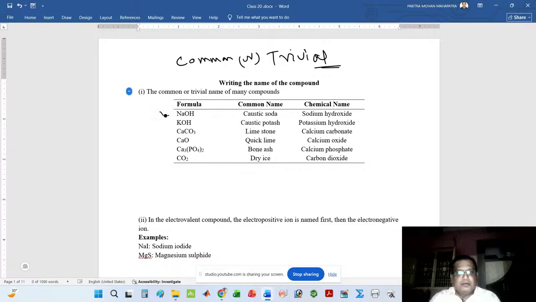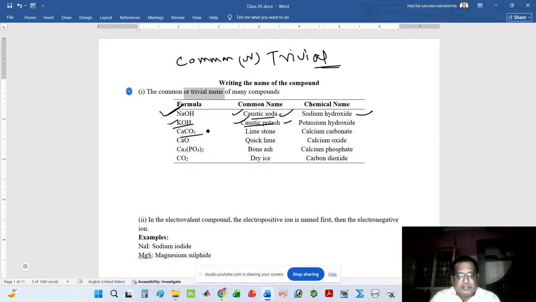For example, sodium hydroxide is the chemical name, but it is also called caustic soda. So here the common name of sodium hydroxide is caustic soda. Remember this. Next is potassium hydroxide. This is called caustic potash. Remember these two. Both have nearly the same common name. One is caustic soda, another is caustic potash.